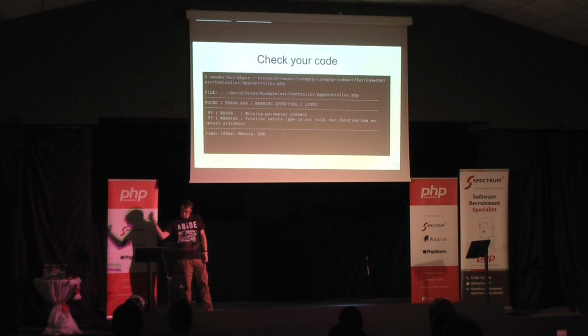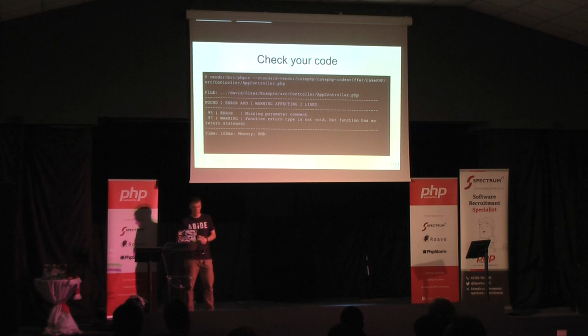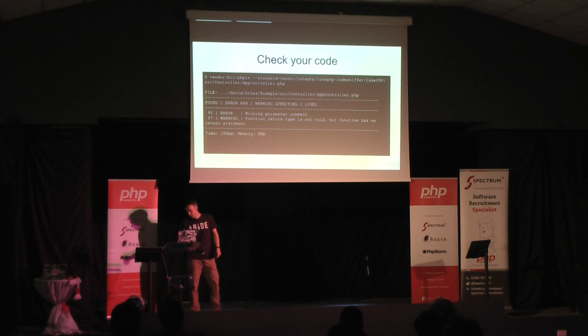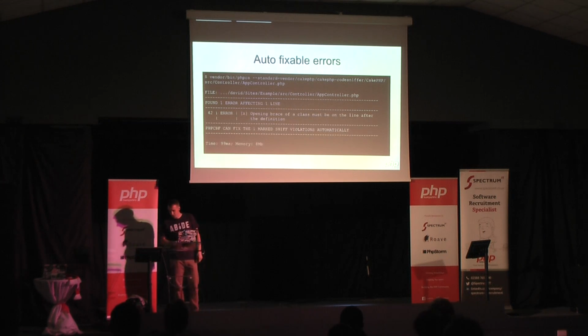You can see I've got a missing parameter comment and a function return type is void, but a function has no return statement. I should qualify that I've made those errors. My code is obviously perfect. So that's what it will look like.